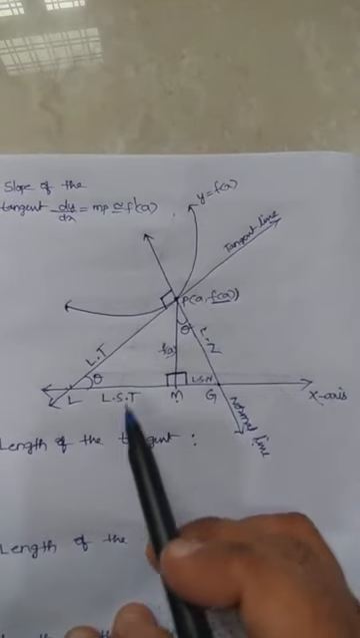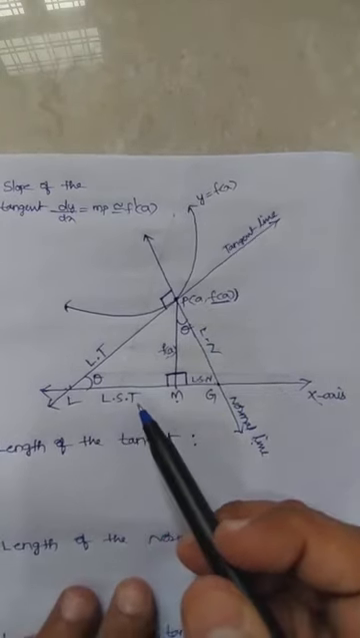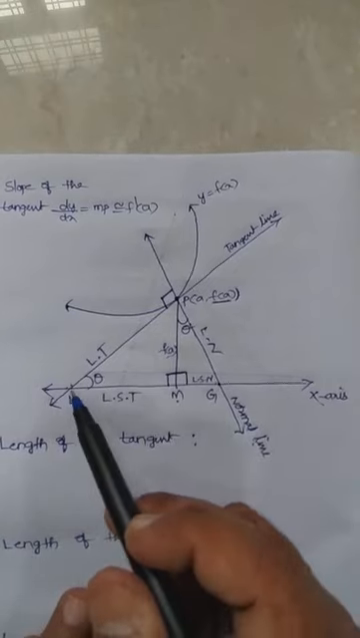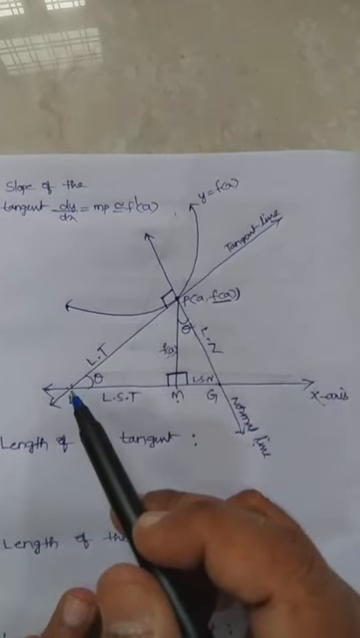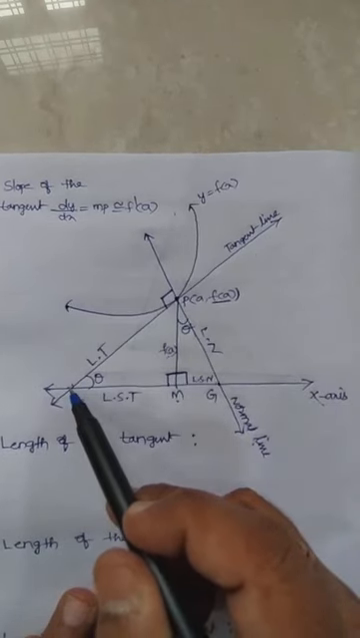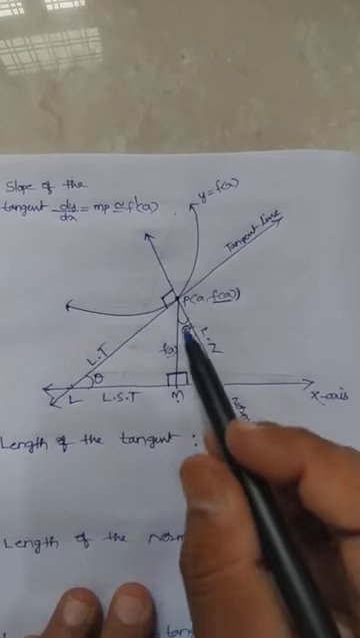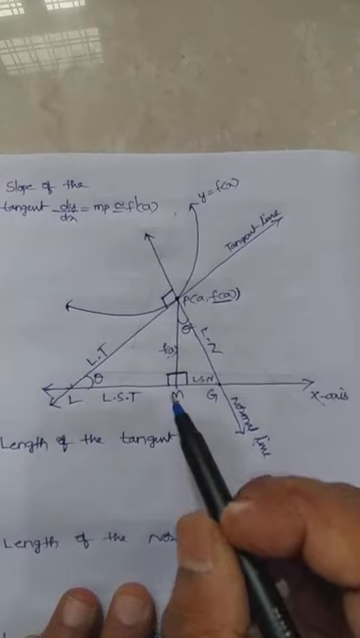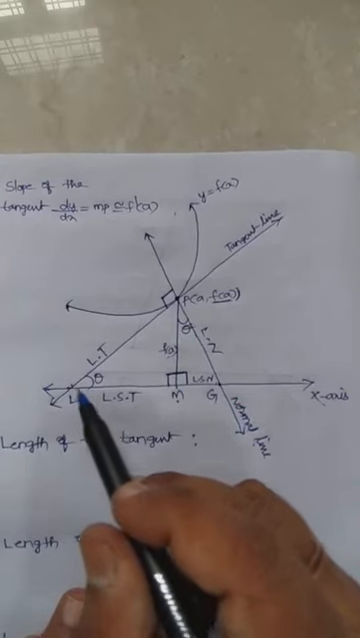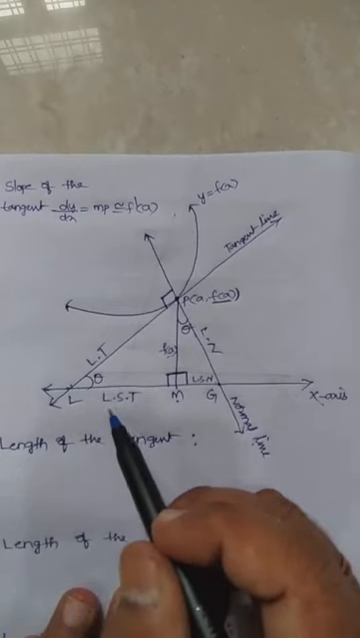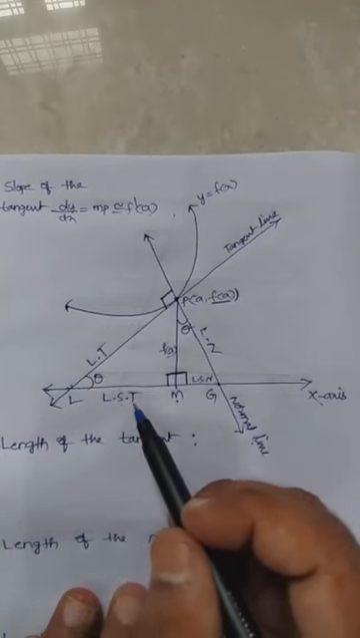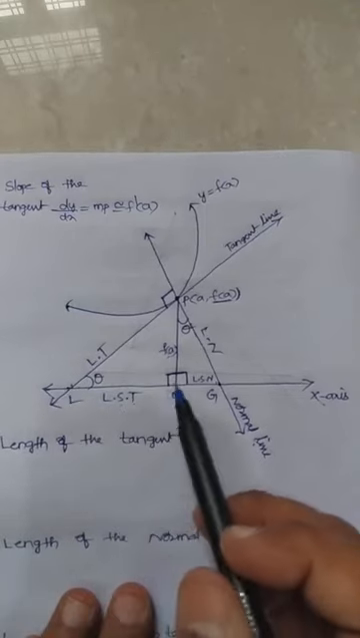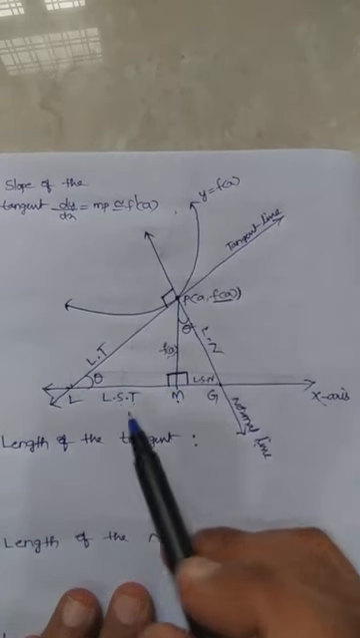Now the third one, length of the subtangent. Length of the subtangent means where the tangent line intersects the x-axis, from that point the perpendicular is drawn from P to the x-axis at M. The length between these two, LM bar, is called the length of the subtangent. So when you are going to find the length of the subtangent, you need to find this LM bar. Are you following? This is the third one.